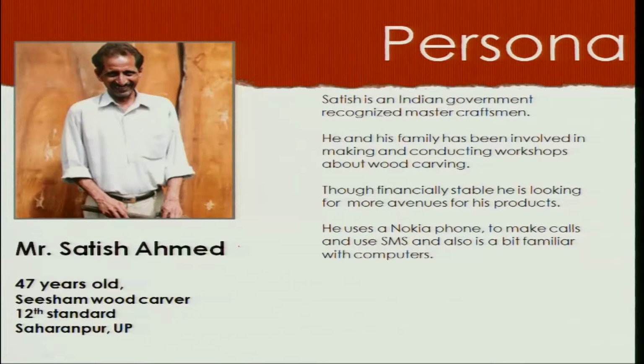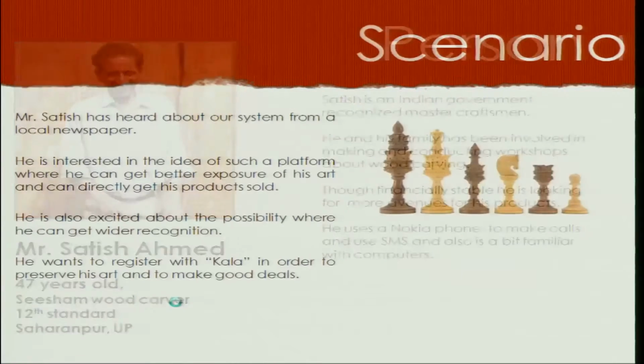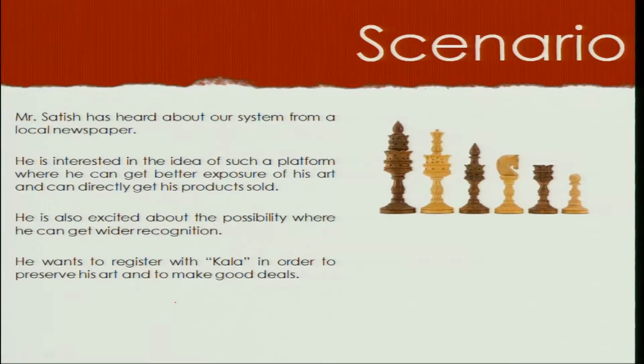Another persona for the same project, Satish is an Indian government recognized master craftsman. He and his family have been involved in making and conducting workshops about wood carving. He's financially stable, right? But he's looking for more avenues for his products. He uses a Nokia phone, etc. He's a wood carver. Now, what is the scenario along with that persona? He has heard about our system from a local newspaper. Okay, you can see the different ways in which people come to know about a service.